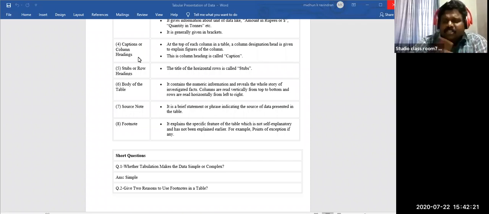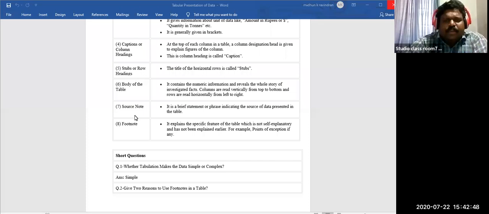Things that are not self-explanatory in the data or in the table, we should write in the footnote. It explains the specific features of the table that are not self-explanatory and have not been explained earlier. If we have not explained something in the title, in the head note, in the caption, the stub or the body, we write all that in the footnote.